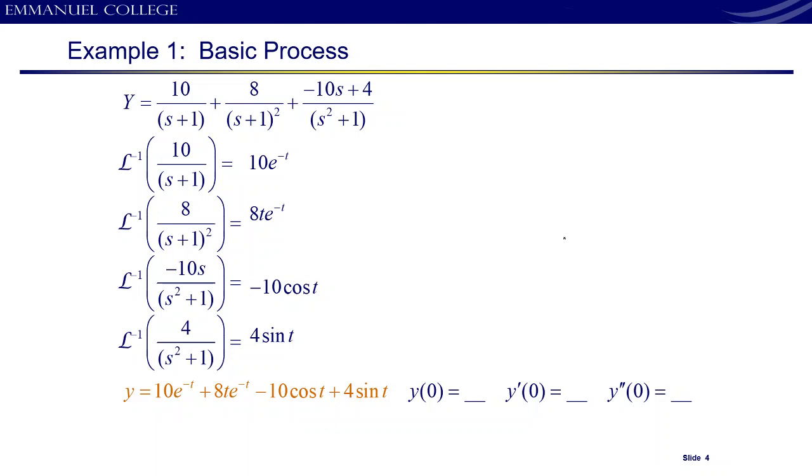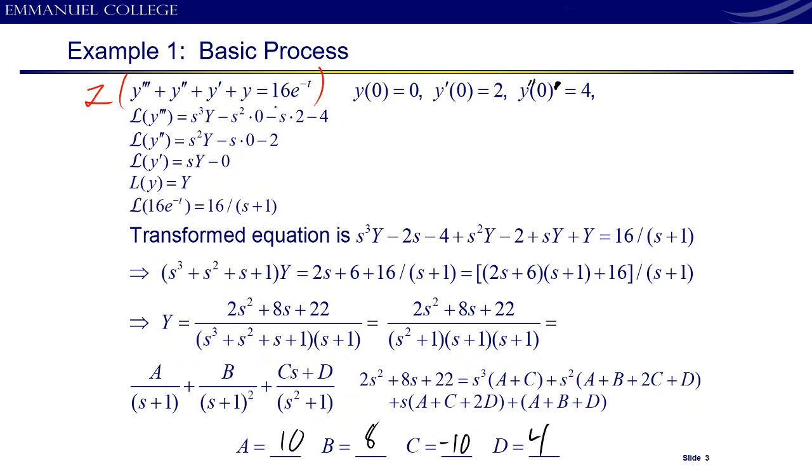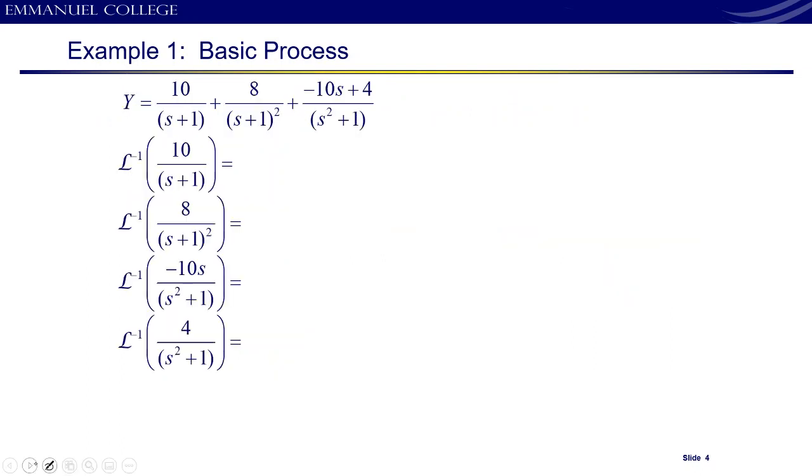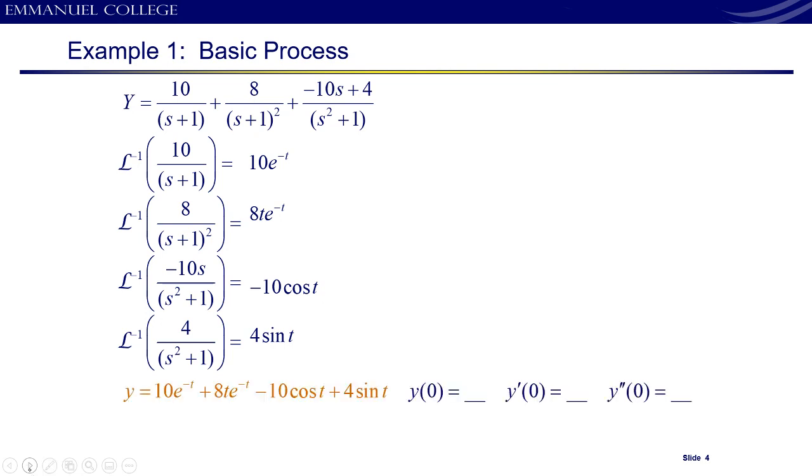Now you may be going, okay, well, what about the initial values? The initial values were taken care of here at the start when we brought in s cubed y minus s squared y of 0 minus s y prime of 0 minus y double prime of 0. Sorry. So the initial values come into play at the start of your Laplace transform. And if you went through this, you would still find that y of 0 is 0, y prime of 0 is 2, and y double prime of 0 is 4.